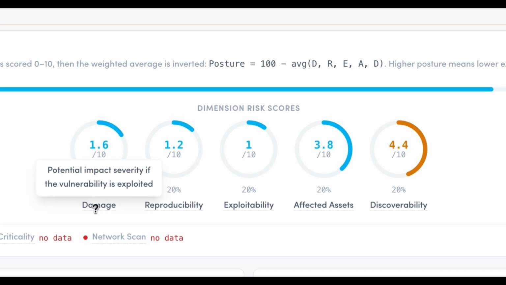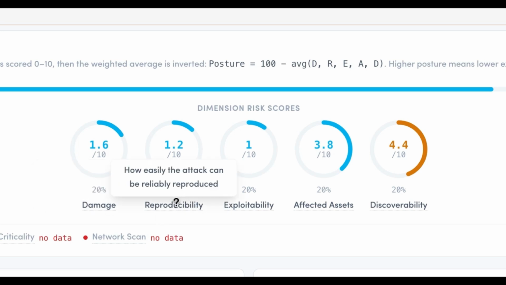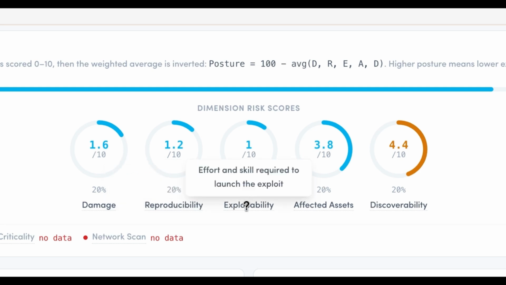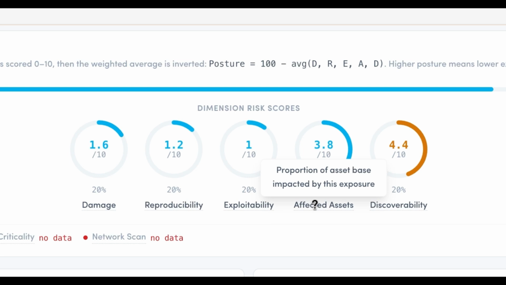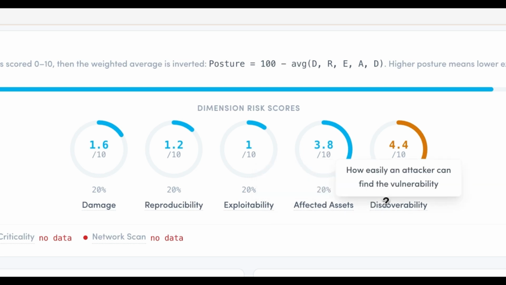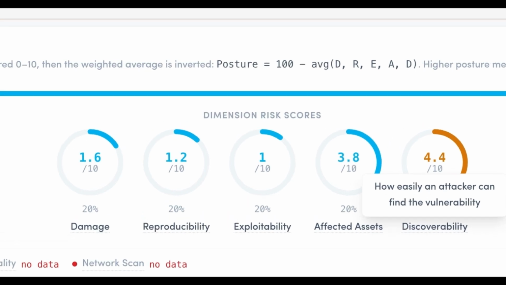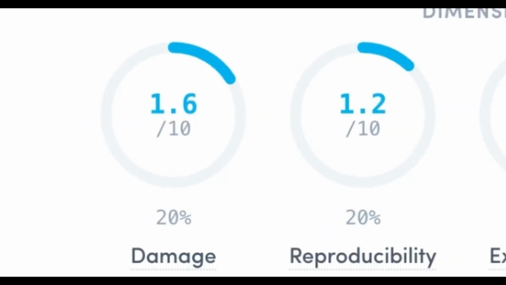Firstly, how bad would the damage be if this were exploited? Secondly, how reliably could an attacker reproduce it? How easy is it to exploit in the first place? How many assets could be pulled into the blast radius? And how easy is it for someone to even discover that this weakness exists? Each dimension gets a score from 1 to 10. We average them together and that becomes the DRARC score for the issue.